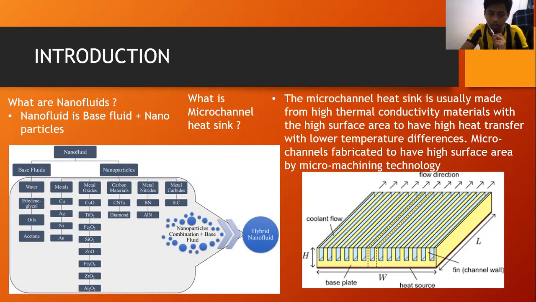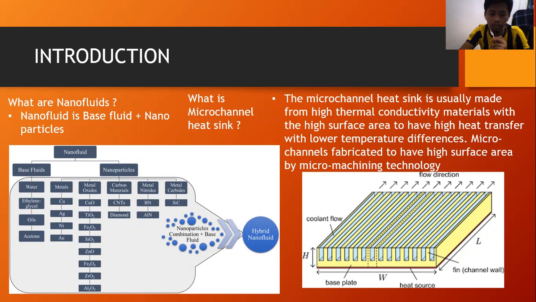It's about the introduction. What are nanofluids? Nanofluid is a base fluid combined with nanoparticles. As you can see, the base fluid can be water, ethylene glycol, oils, and acetone. And for the nanoparticles, we have many types. The metals are Cu, Ag, Ni, and Au.